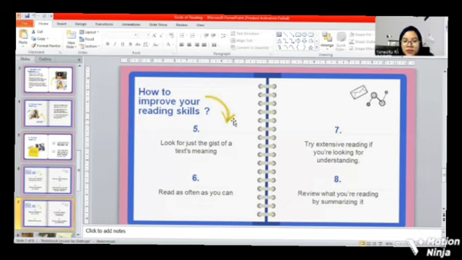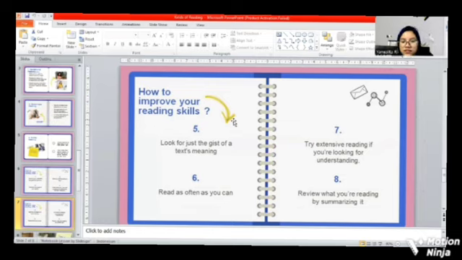And number 7, try extensive reading if you are looking for understanding. What is extensive reading? Extensive reading is when you are trying to determine the meaning of what you're reading. This technique focuses on the overall picture. It's best for things like studying a textbook, reading a newspaper article for information, or reading a book for school.